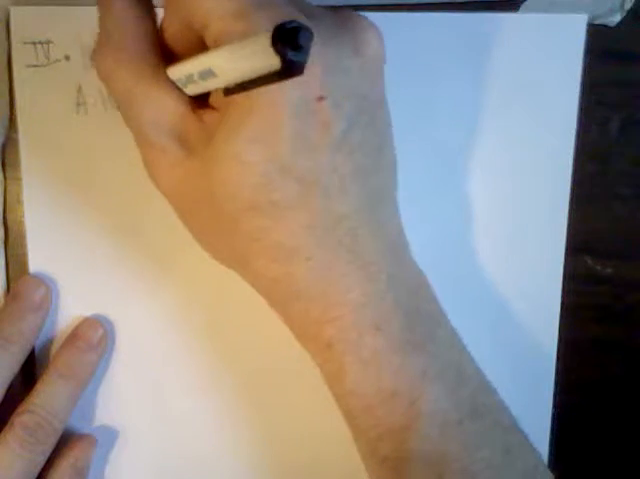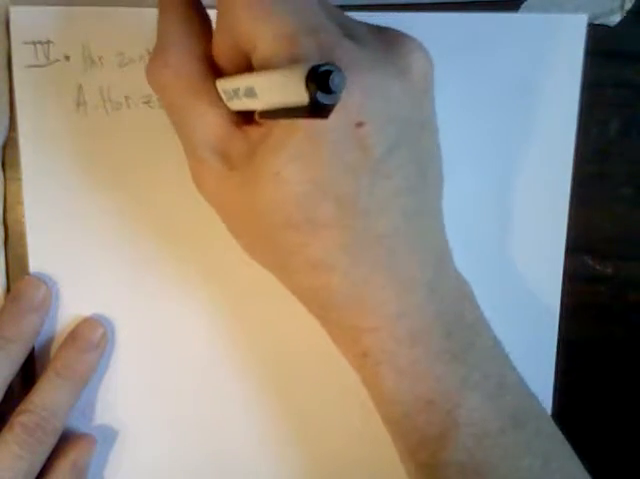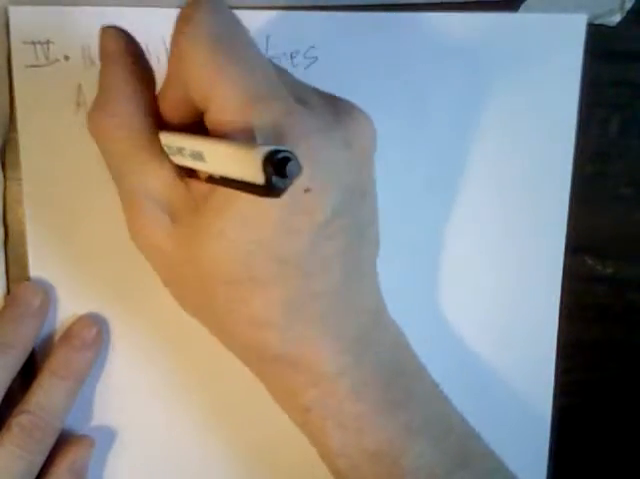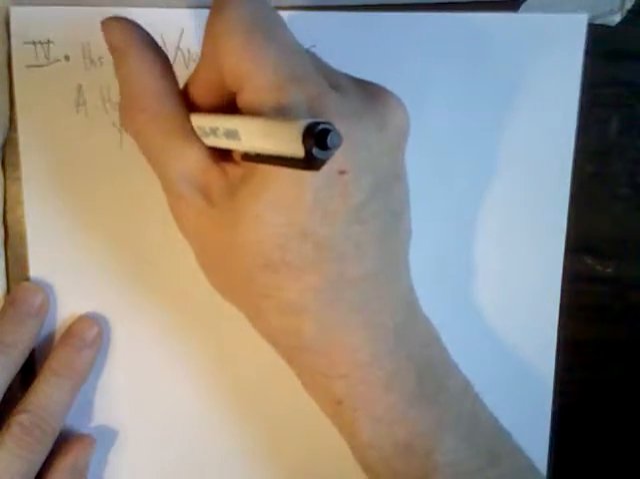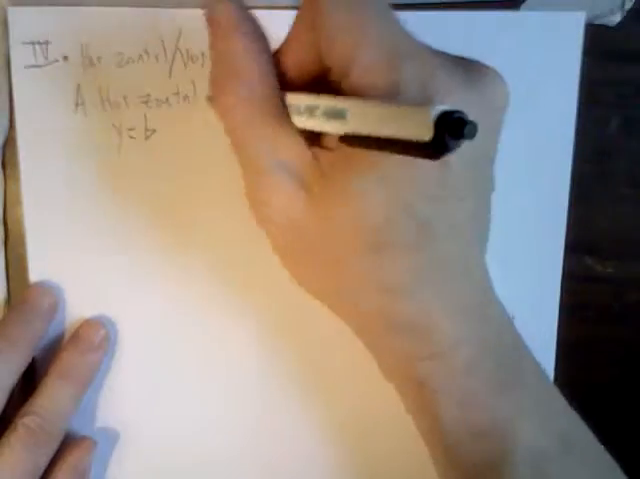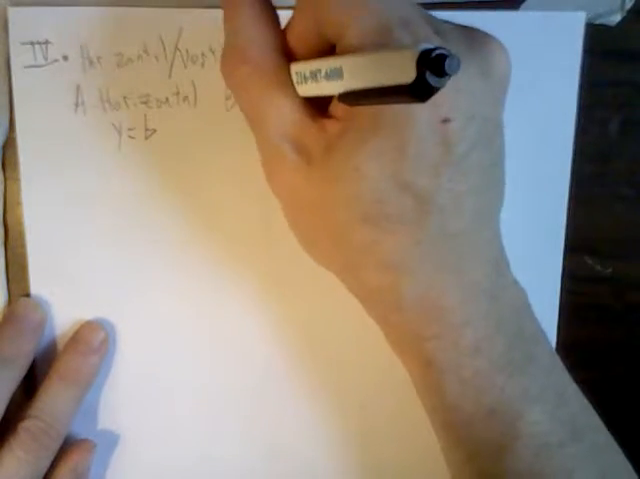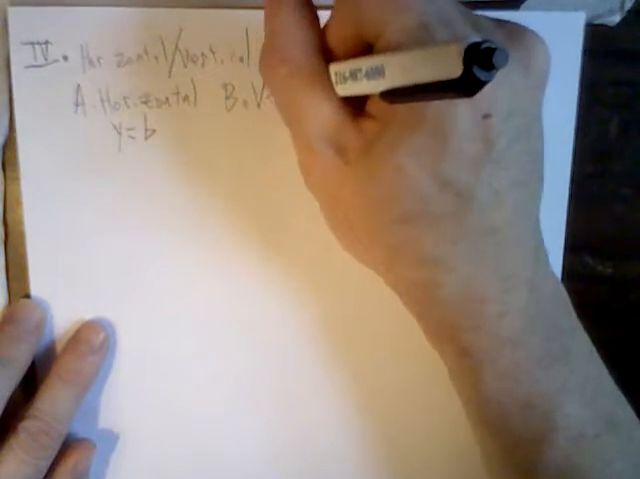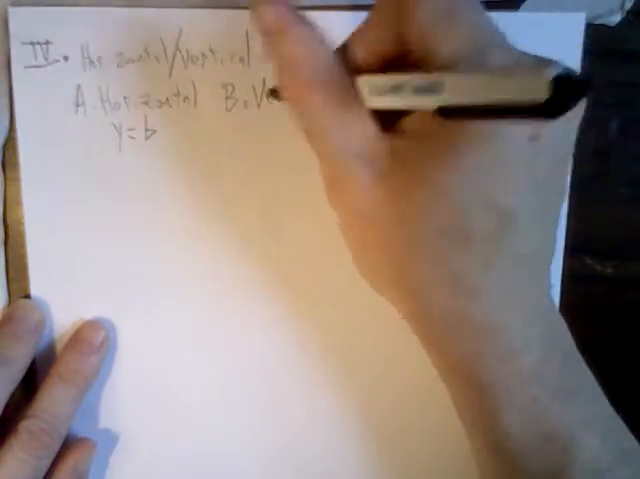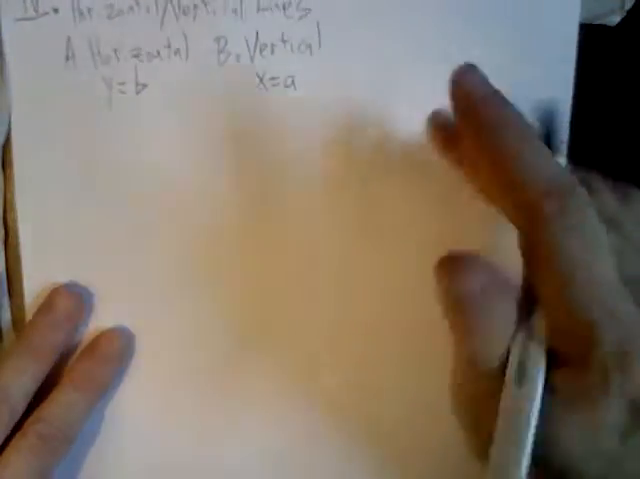For horizontal lines, what you're just going to see is something of the form y equals, we'll say, b. All right, so it has just a very simple form to it. In part B, the vertical lines, the form will be x equals some variable, we'll say a. So let's look at graphing these things.